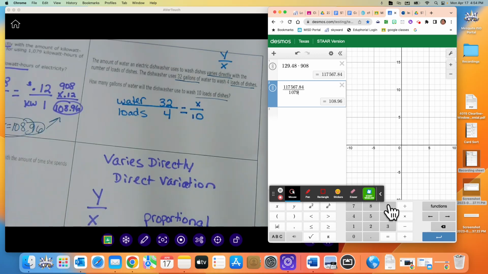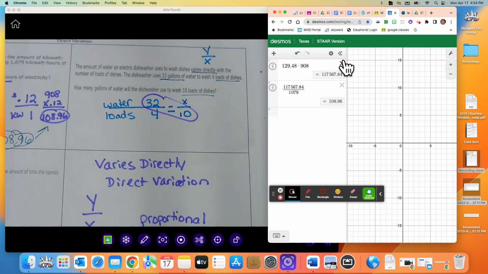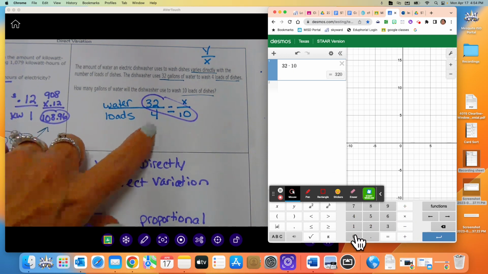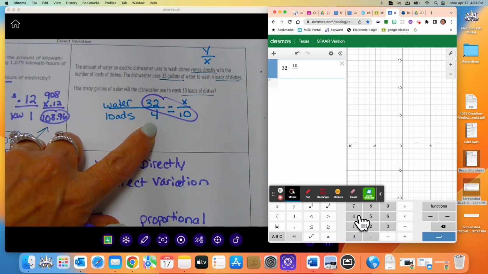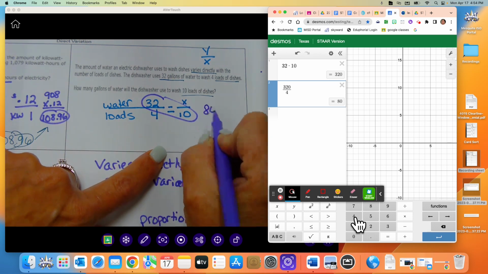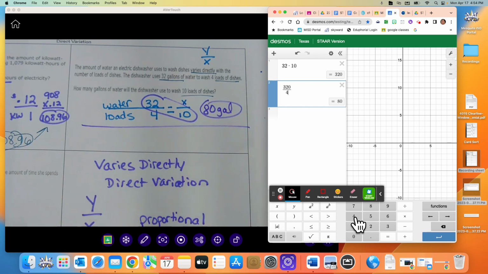Okay, we are going to cross multiply. So we're going to multiply 32 times 10. Okay, it's 320. And then we're going to divide by 4. So I'm going to take 320 divided by 4. So for 10 loads of dishes, we're going to use 80 gallons. Okay, so that's one way to do it.